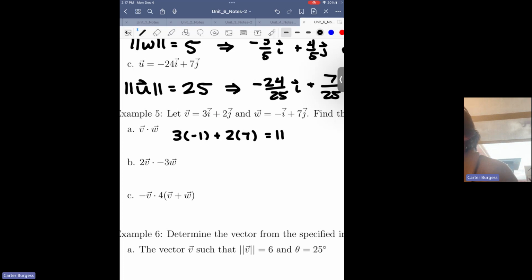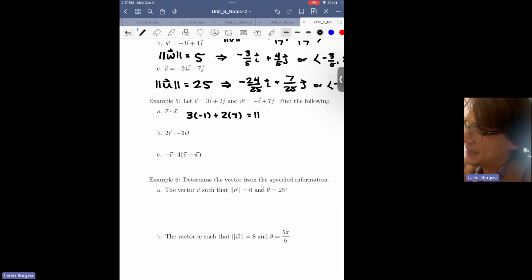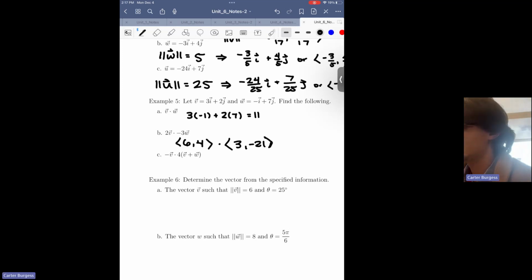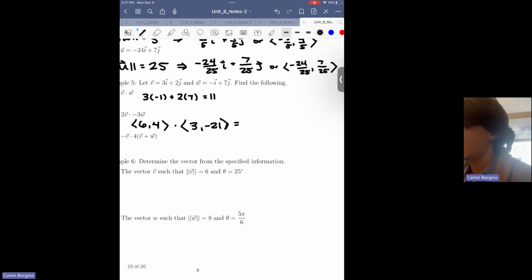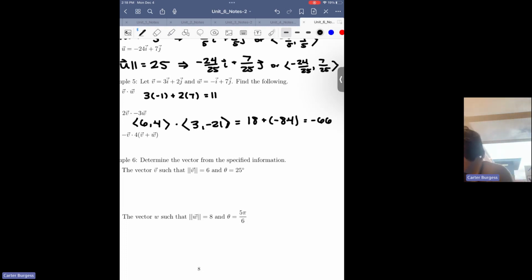All right, let's take a look at what we got here. For B, 2v is really just the vector 6, 4. We're taking this dot negative 3w, which is going to be positive 3 and negative 21 for my x and y respectively. We multiply the x's, multiply the y's, add them together. That's going to be 18 plus negative 84. I get that this is negative 66. That's my dot product here.